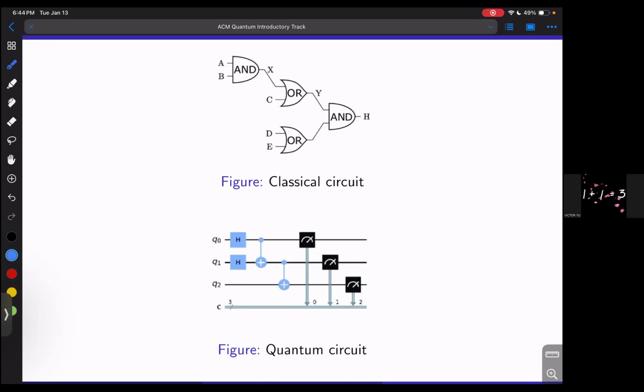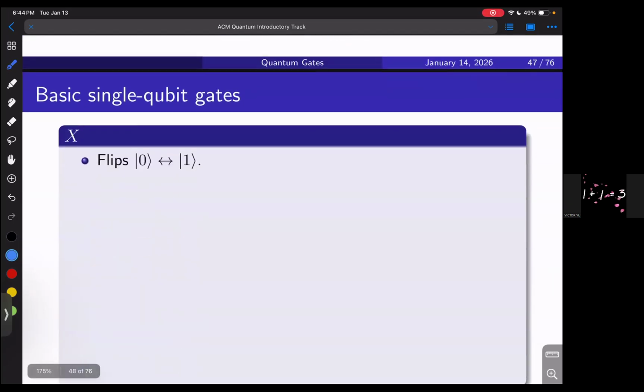But now let's discuss the actual gates that we're doing. Any questions before that?